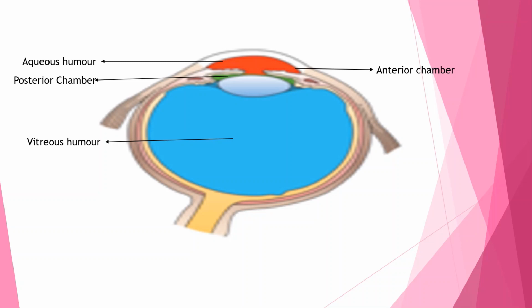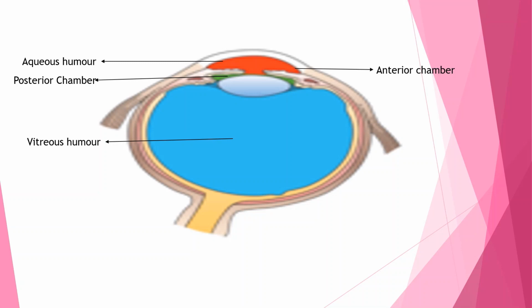Aqueous humor. It is a clear fluid that fills the anterior segment of the eye. The function of aqueous humor is to maintain normal IOP, that is 10 to 20 mm of Hg. It provides nutrients to avascular structures. It also acts as a clear medium through which light may pass to the retina.